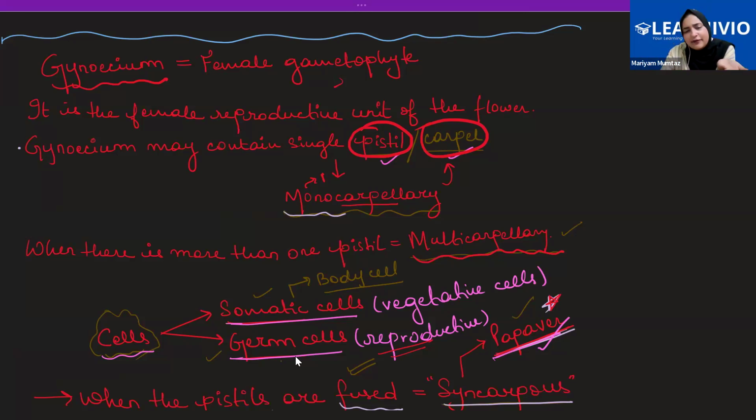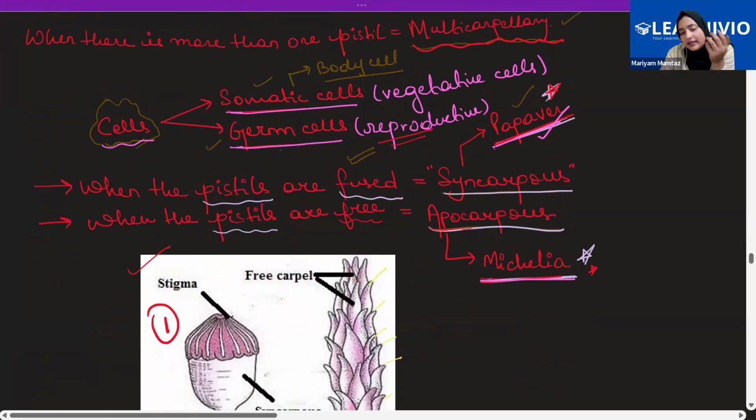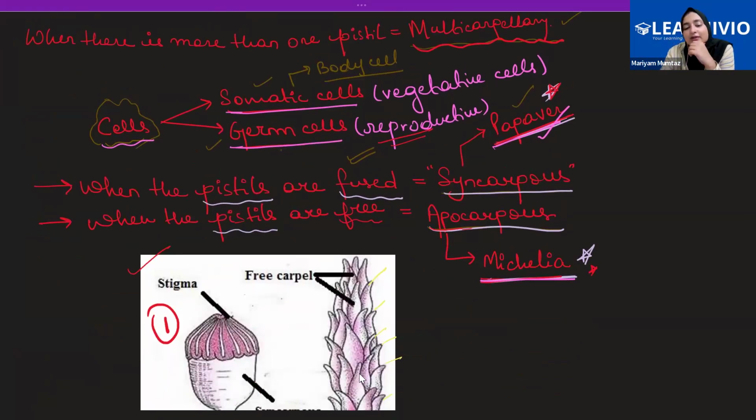I believe all of you already know the two basic types of cells in any organism's body: somatic cells, which are called vegetative cells in the case of plants, which are usually diploid, and the germ cells, that are the reproductive cells, which are haploid.